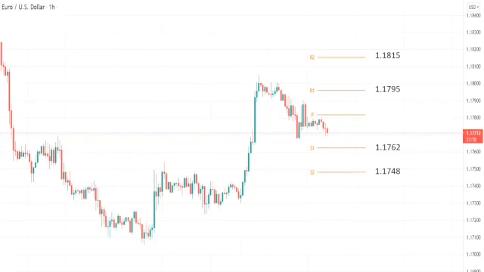For today's support, you can look for 1.1762 and 1.1748, and for the resistance 1.1795 and 1.1815.